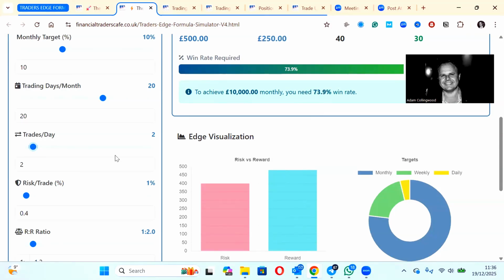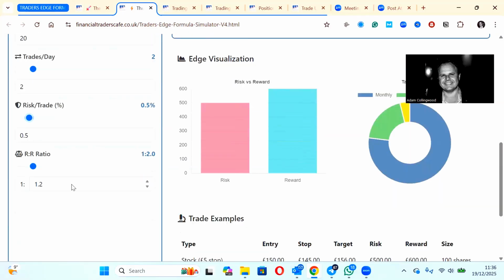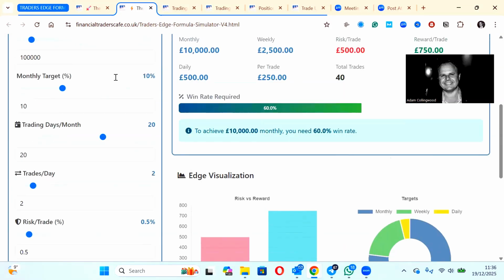Could be more, could be less. And the amount that you're going to risk per trade is, say, 0.5%, and your risk reward ratio is, what, 1.5. You'll aim for more than that, of course you will, but you've got to be real and know what your rolling average is. We'll get into that in a bit.